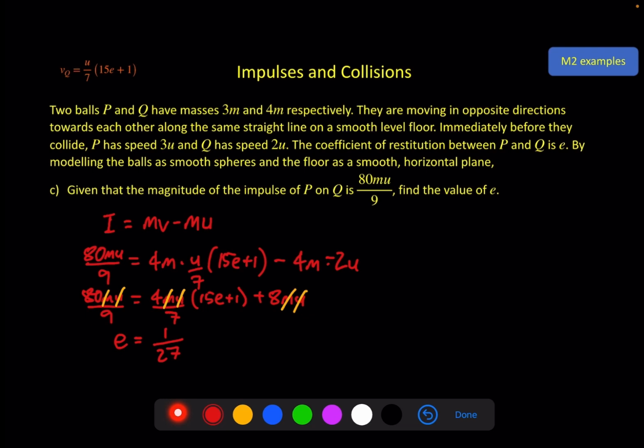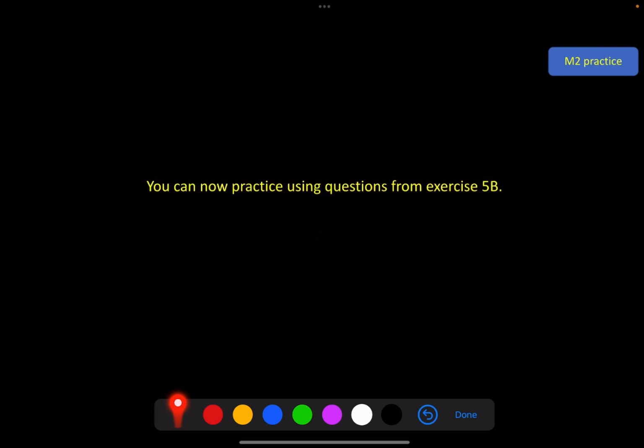That example was quite involved, but I think the easiest place to make a mistake was right here with the directions. So I hope that's enough now for you to have a go at the questions in exercise 5B, and maybe I'll see you in video 3.